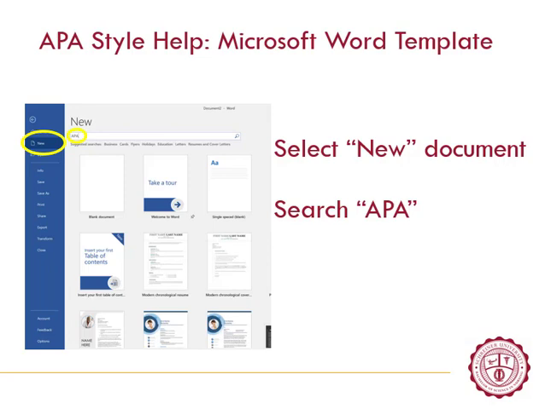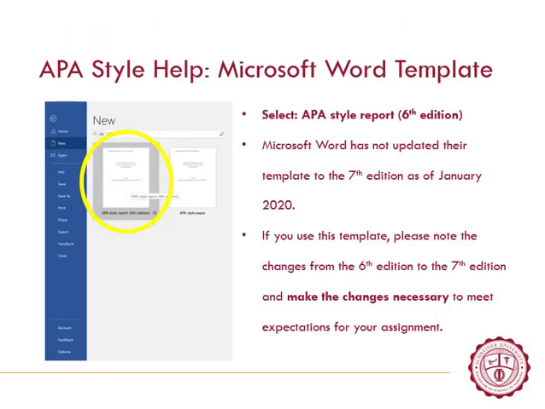To find the template, open up a new Word document and search for APA. You will see probably 1 or 2 options, and you will select the most recent edition. If the 7th edition has been released, you will see it noted on the screen. Choose that one.